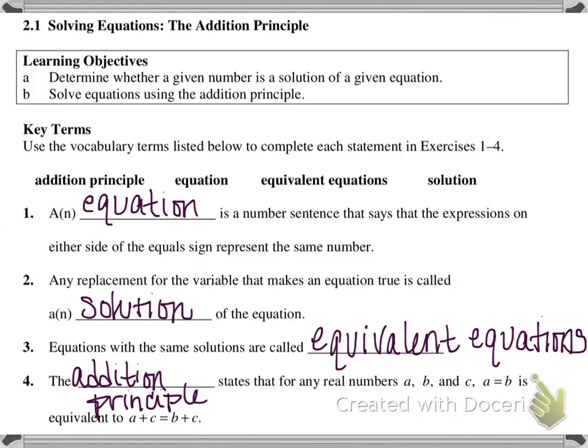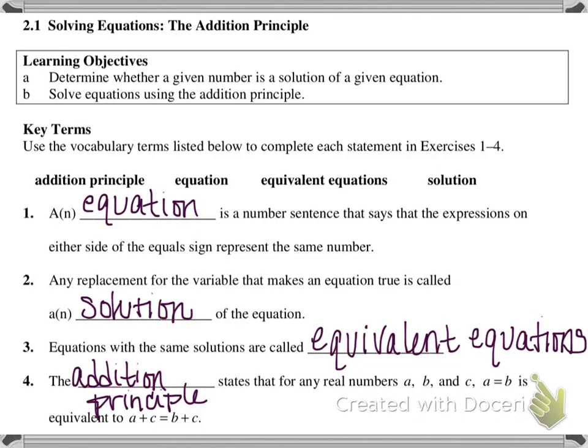In Chapter 2, we're going to look at solving equations, and the first type of equations we're going to solve are equations that involve adding and subtracting. So some of the key terminology: an equation is a number sentence that says the expressions on either side of the equal signs represent the same number.